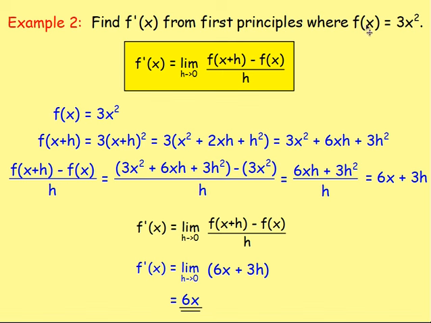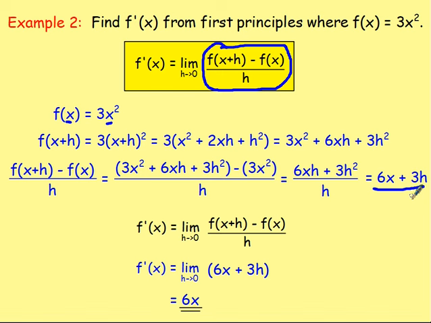You will be given a function like f of x equals 3x squared, and you have to differentiate from first principles. To do that, you want to work out this part first of all. So you'll have f of x, work out f of x plus h. So wherever you see an x, replace it with x plus h as we do here. Multiply out the brackets and simplify. Then work out this bit that I've put around in blue, so f of x plus h minus f of x over h. That will give us 6x plus 3h.